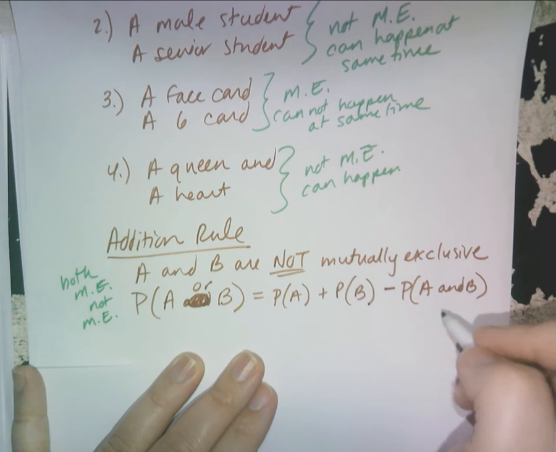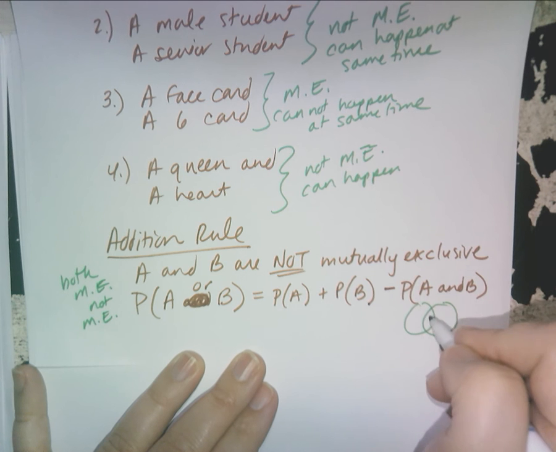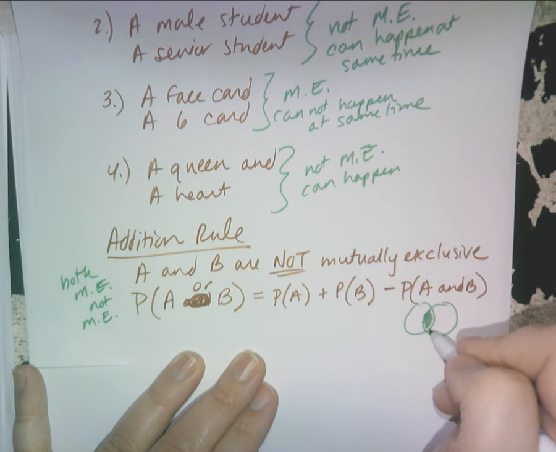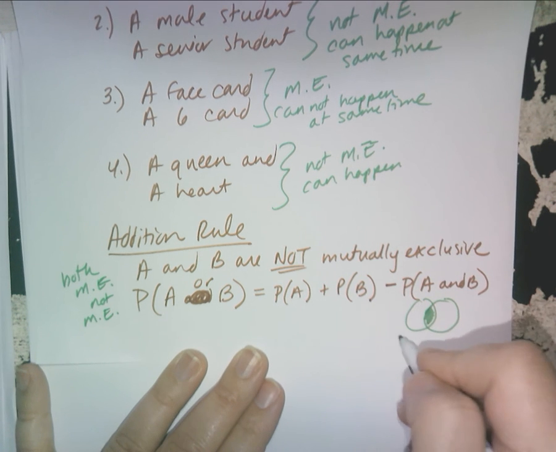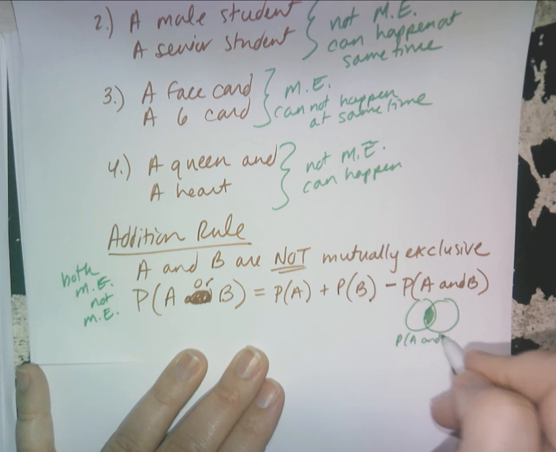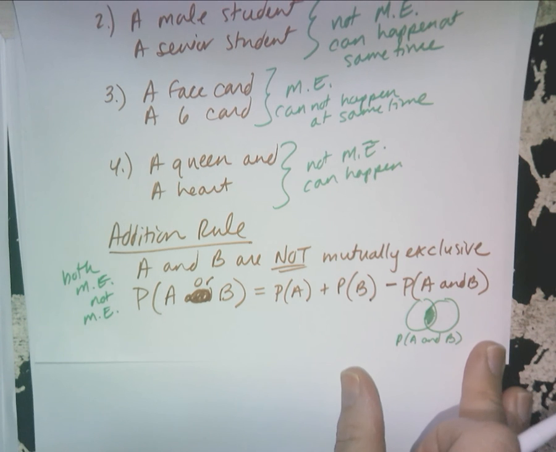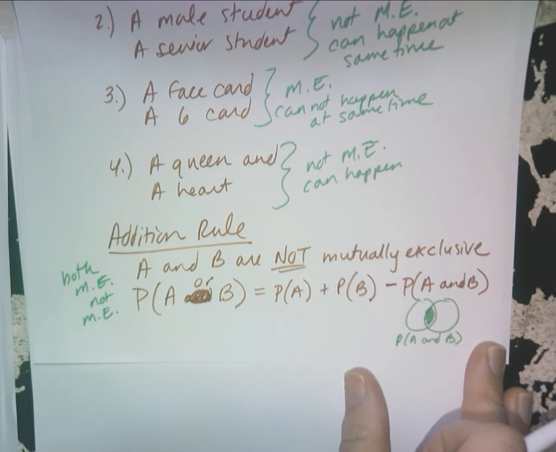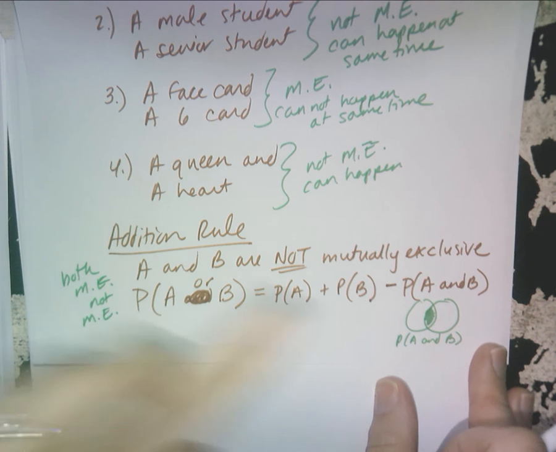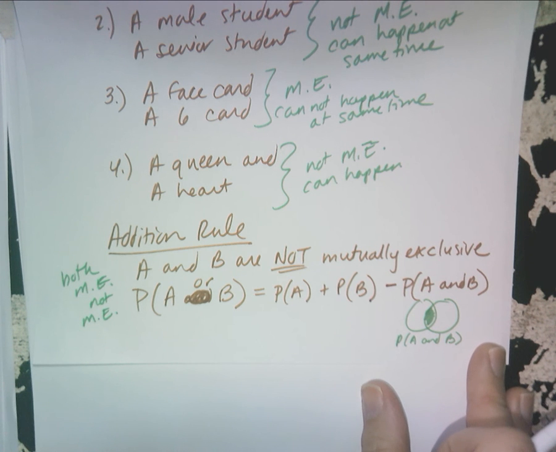This and, remember, it's that intersection where they overlap, right? That's the and part. So we have to take that away. Think about it. If I said, find the probability of being a queen or a heart, you'd have to find the probability of being a queen. You'd have to add that to the probability of being a heart, but then you'd have to take away being a queen and a heart because you've already double counted it. So that's why this works for everything. I would use it all the time for everything.